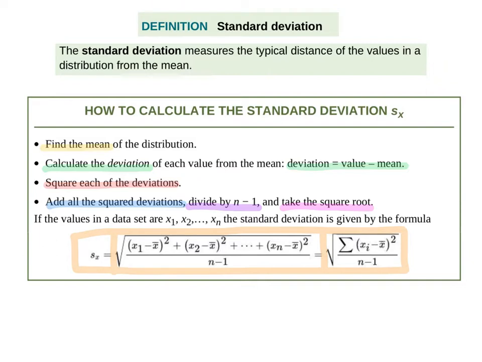So in terms of a formula, this big thing essentially boils down to that, where we take the square root, essentially working backwards, right? Square root of the sum of the squares of all those deviations, divided by n minus 1.